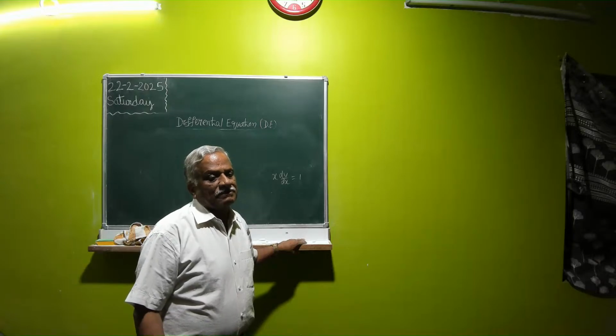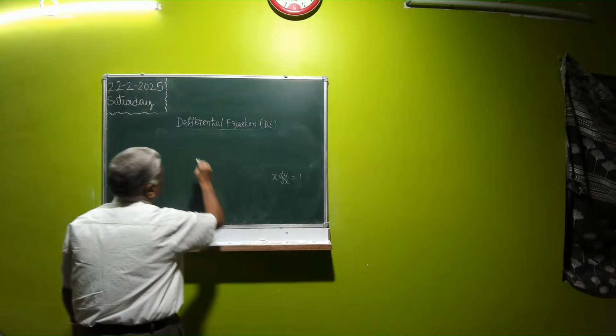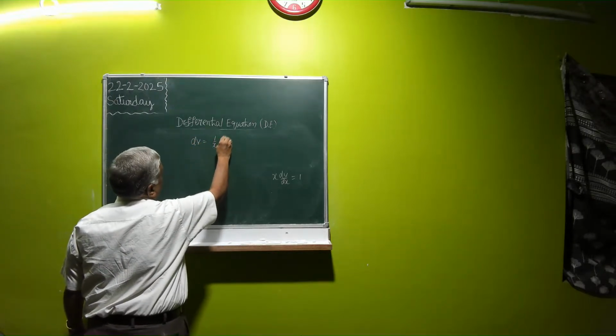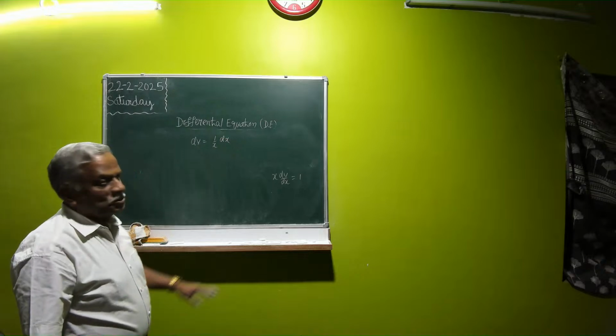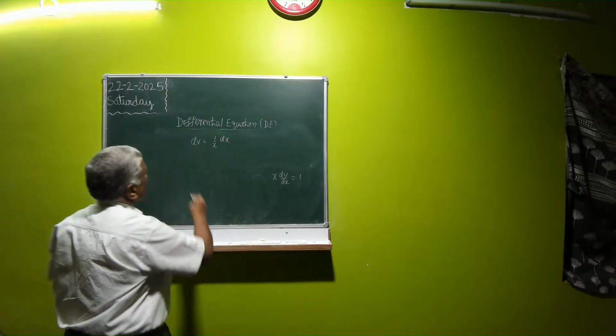Here we have got dv part and dx part. So what you can do is, you can write this as dv is equal to 1 by x into dx. Don't take dx in denominator. So you can write this like this. So integrate this.